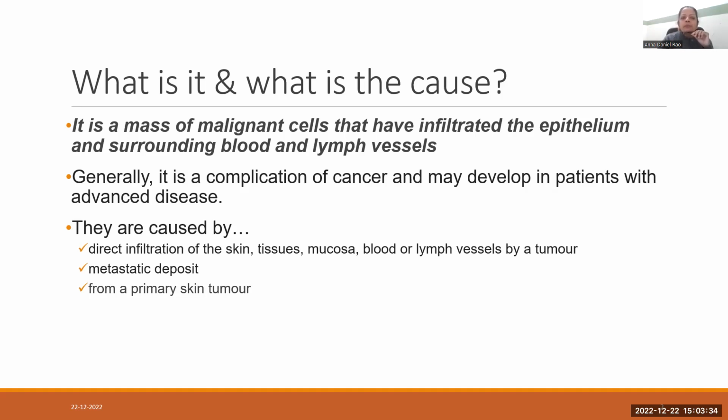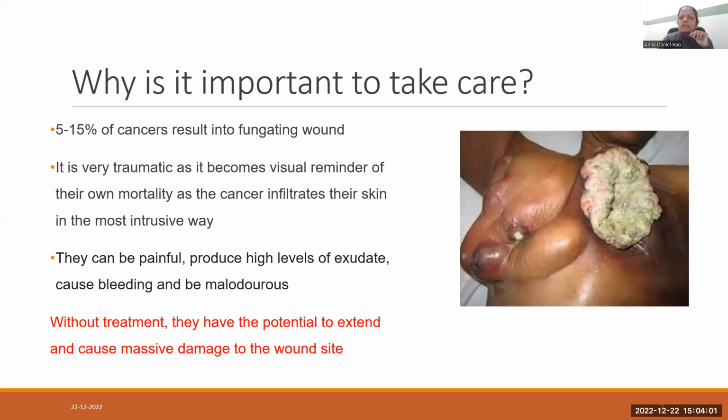So why does it happen? It is mainly caused by infiltration of the surrounding tissues, blood vessels and lymphatic vessels. It can occur in the primary site, where the cancer has developed, or it can develop in a metastatic place, somewhere else. That also can happen.